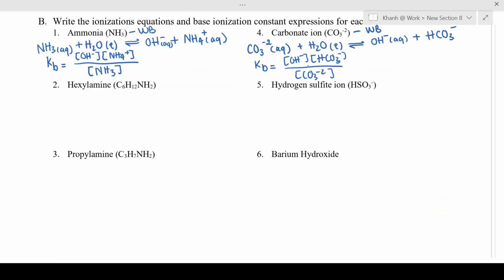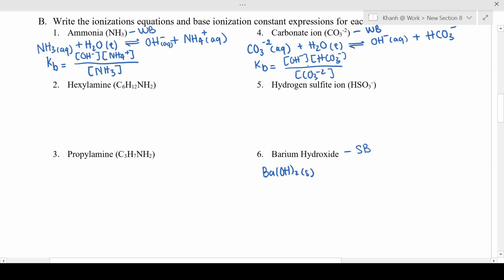Let's go ahead and go through number 6 together. So barium hydroxide. Here, barium hydroxide is definitely one of our strong bases because it has the hydroxide in the chemical formula, and we know that all strong bases have hydroxide. So this is a strong base. Now when you have a strong base, you are going to do things a little differently. When you have a strong base, the reactant starts with just the base in solid form. So I'm going to start with barium hydroxide as a solid.